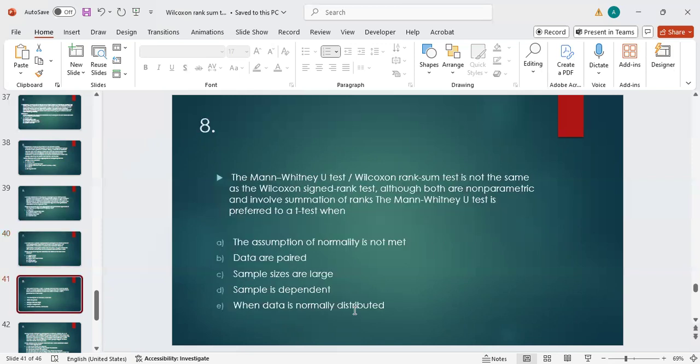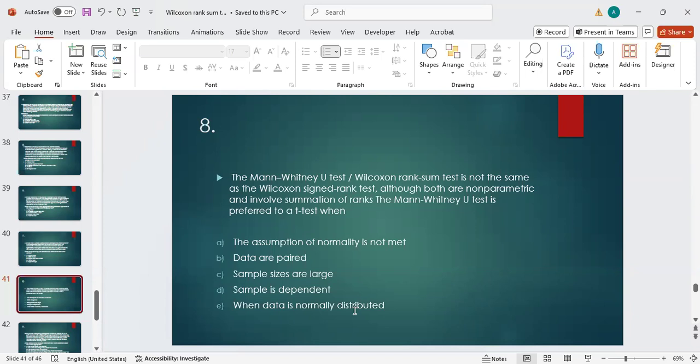MCQ number 8 is a Mann Whitney U test. The Wilcoxon rank sum test is not the same as the Wilcoxon signed rank test, although both are non-parametric and involve the summation of the ranks. The Mann Whitney U test is preferred to a t-test when the assumption of normality is not met.